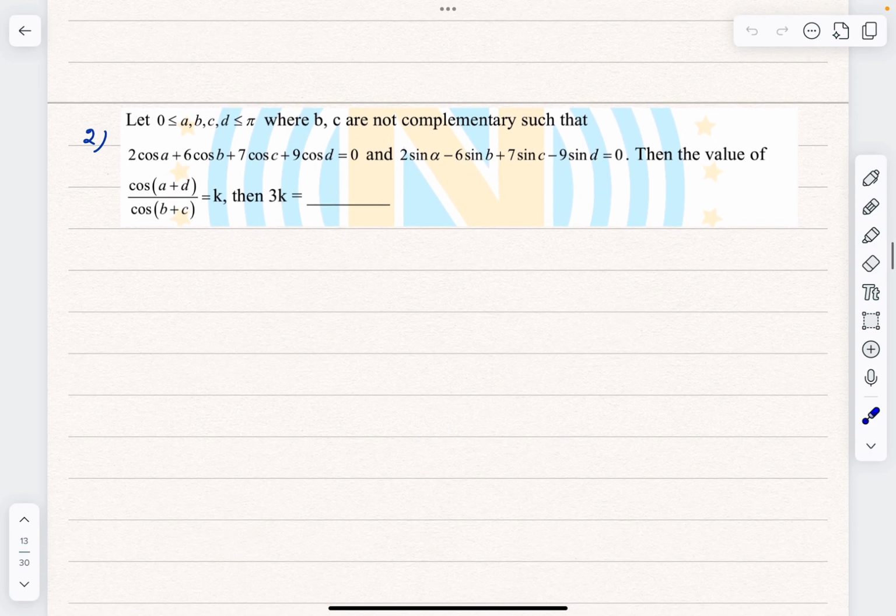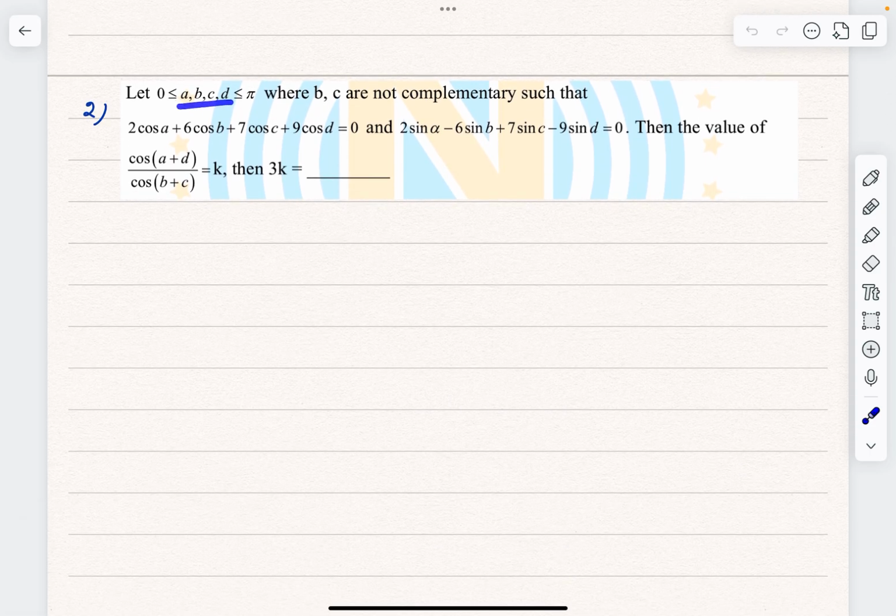Next one, guys. If A, B, C, D belong to 0 to pi, B and C are not complementary, such that 2 cos A plus 6 cos B plus 7 cos C plus 9 cos D equal to 0, and 2 sin A, this is supposed to be A here, don't take it as alpha, 2 sin A minus 6 sin B plus 7 sin C minus 9 sin D equal to 0. Then we have to find the value of cos (A plus D) by cos (B plus C).